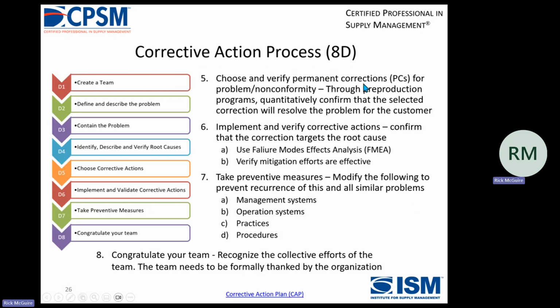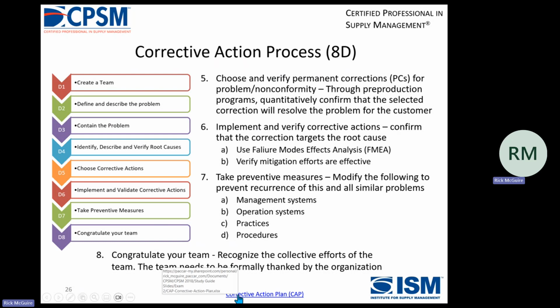And then step 5 is to choose and verify permanent corrections. And step 6, implement and verify the corrective actions. What you're trying to do in step 6 is confirm that the corrective actions you're implementing actually fix the root cause of the problem. Use a FMEA and other mitigation efforts and Six Sigma sampling and all this other good kinds of stuff here. And then 7 is take preventative measures, follow up to prevent reoccurrence. And 8 is congratulate your team.